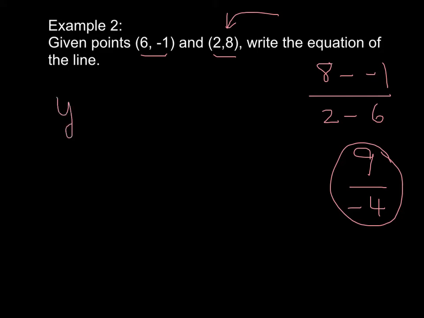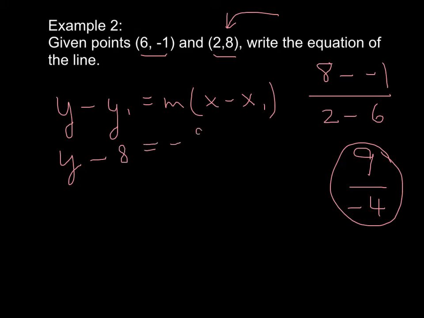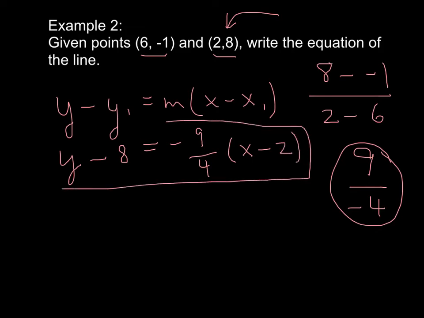And I'm going to use my formula. y minus y1 equals m times x minus x1. As I plug in my point, y minus the y-coordinate of the point that I've chosen is equal to the slope, negative 9/4, parentheses, x minus the x-coordinate of that same point that I chose. And that's a perfectly good answer.